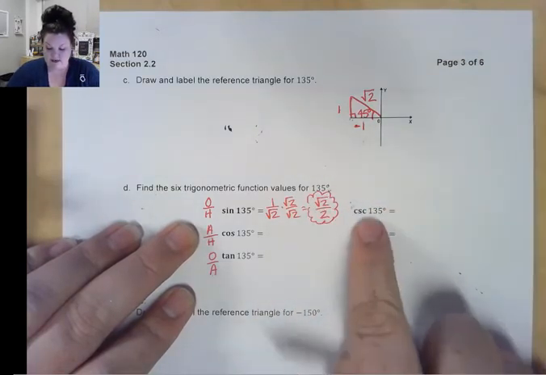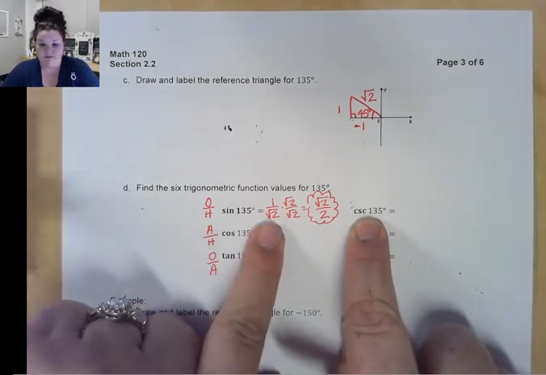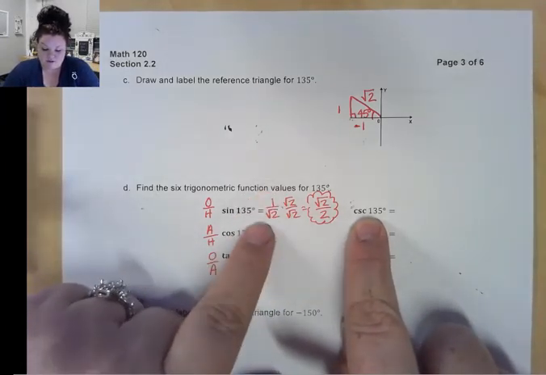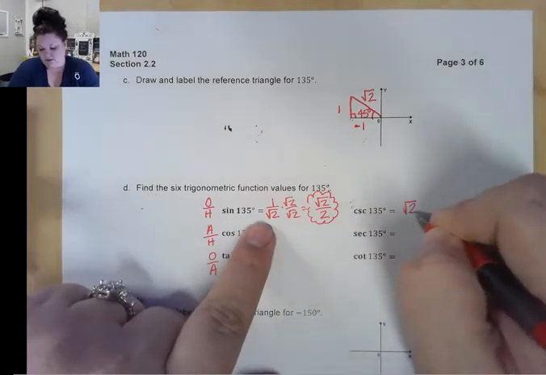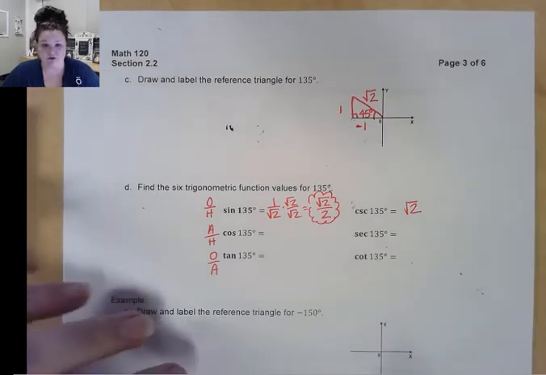Okay. Then I should be able to find my cosecant by taking my original sine and flipping it. So 1 over the square root of 2, when I do the reciprocal, gives me square root of 2 over 1, which is square root of 2.